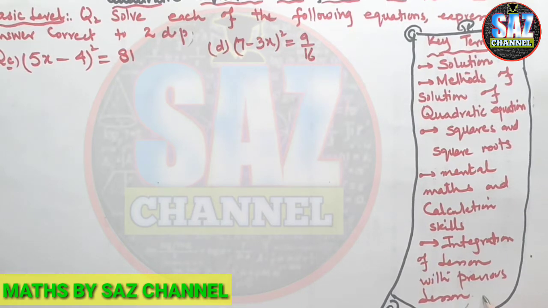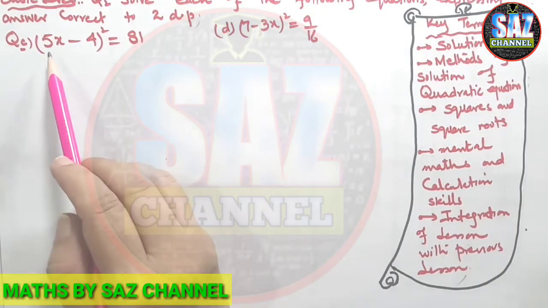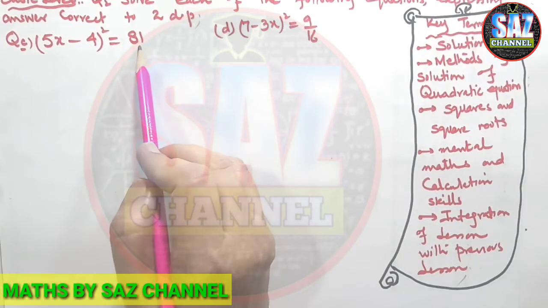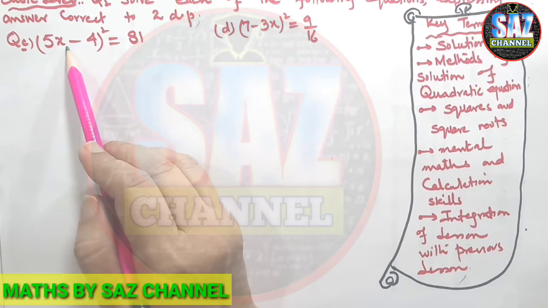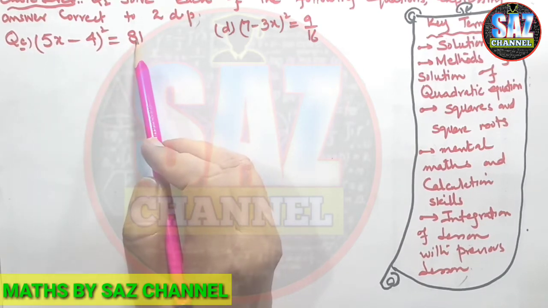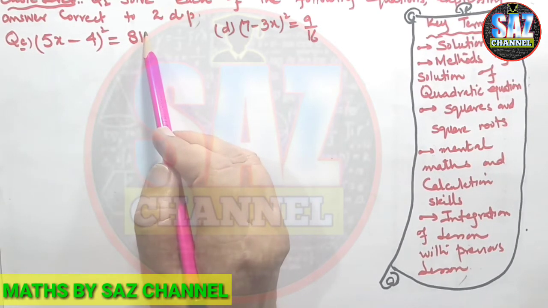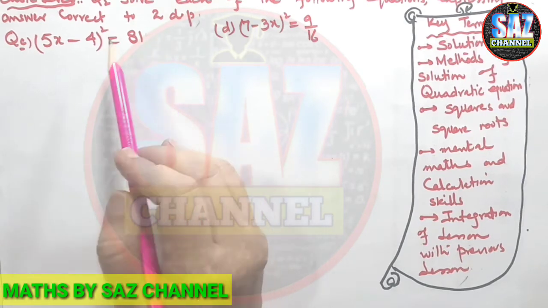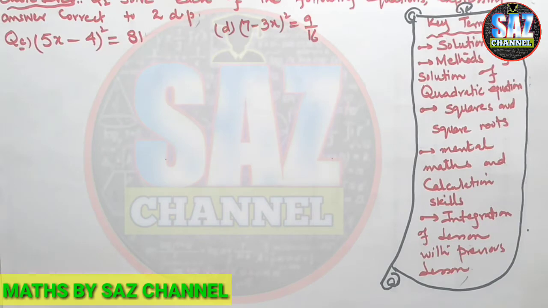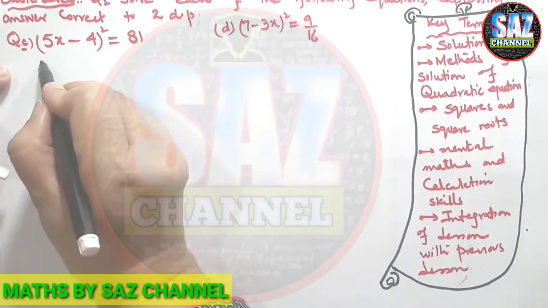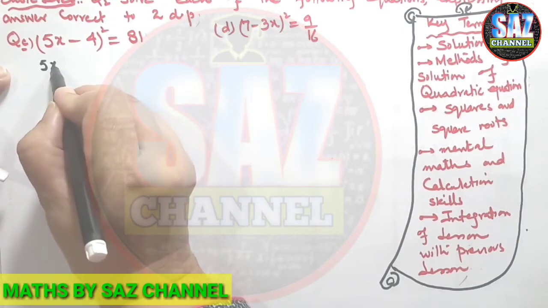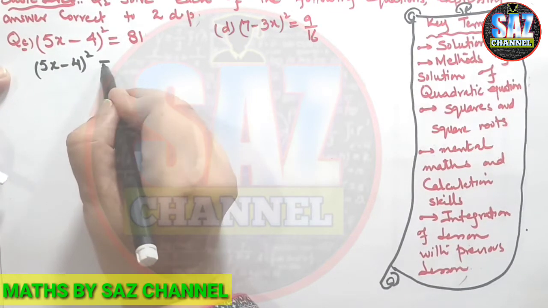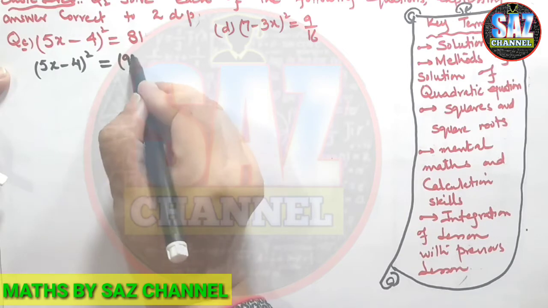Let's move to the question. First part of the question says (5x - 4)² = 81. If we look at both sides of the question, we can see that both sides are in form of the perfect square, because 81 is the square of 9. So what we have to do is express both sides of the question in form of the perfect square, and it will become (5x - 4)² = 9².